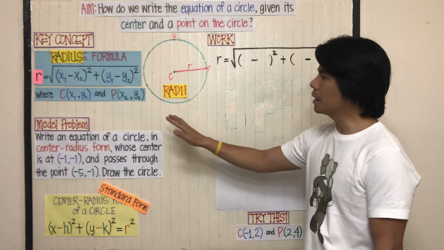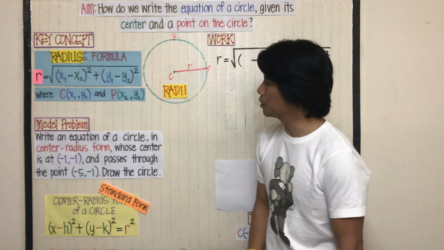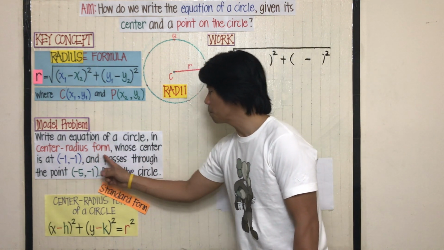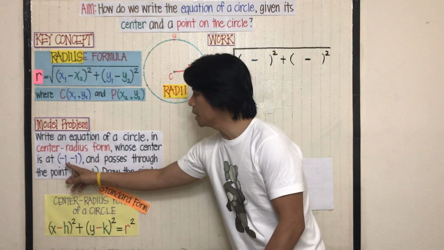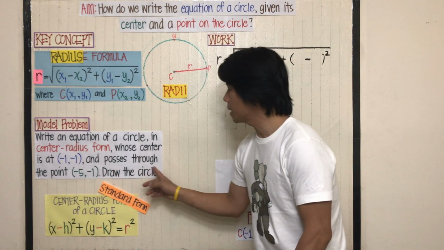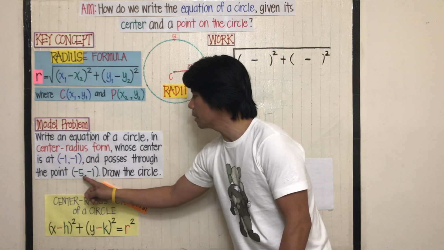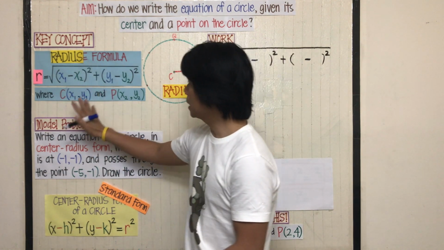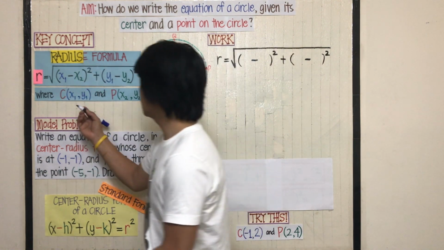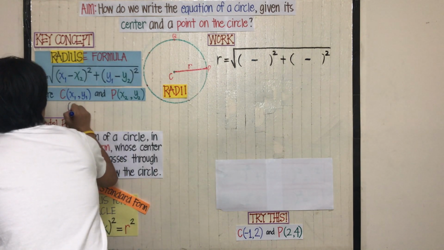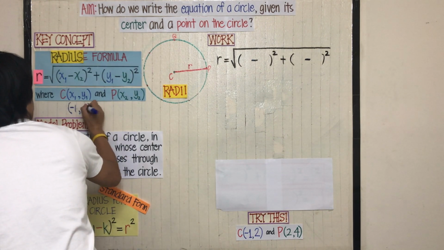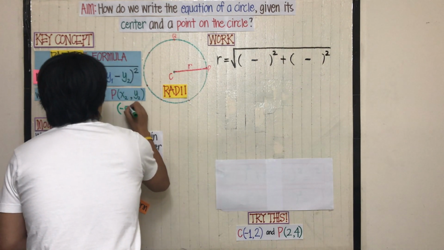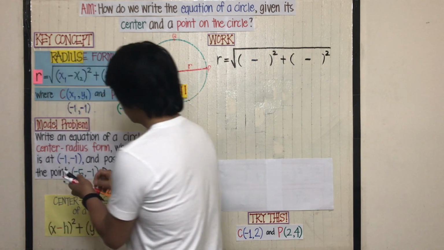Now, we're gonna understand this more when we go to the model problem. It says, write an equation of a circle in center radius form whose center is at the coordinates -1 comma -1 and passes through the points coordinates -5 comma -1. Now let's annotate first. Since we're using this as the radius formula, center is -1 comma -1. I'm going to write down -1 comma -1. Alright? -5 comma -1 under point P.